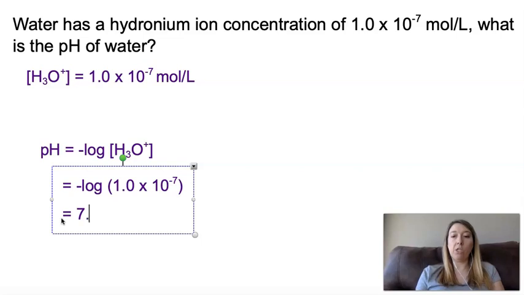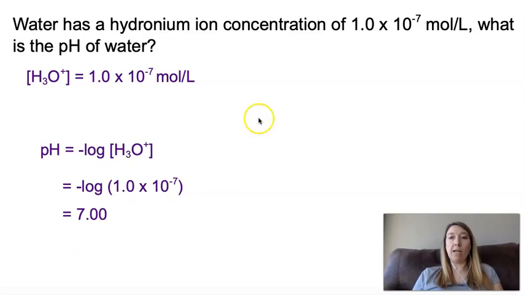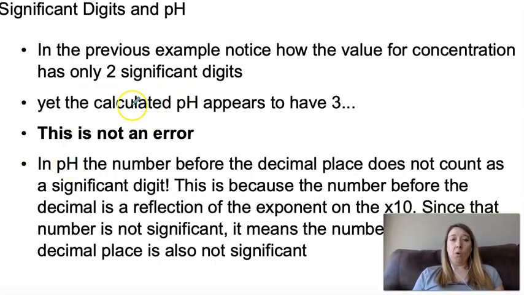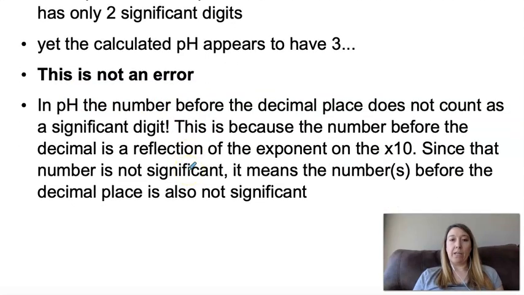We have to take care of significant digits, so 0.00. Okay, and we have that because when we look up here at this number, we have 2 significant digits here, right? So some of you might be saying, whoa, hold up. This has 3 sig digs. There's a 7, a 0, and a 0. So what you actually find is pH has some weird sig dig rules, okay? So what you find is that in pH, the number before the decimal place doesn't count as a significant digit.